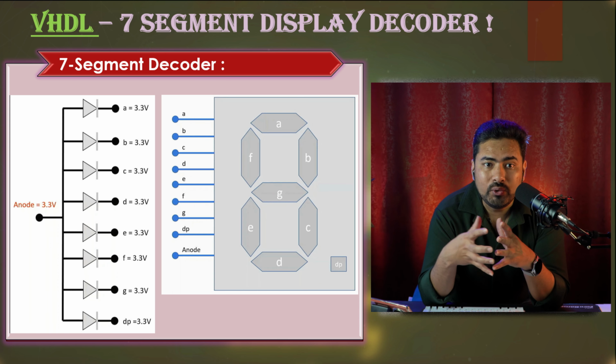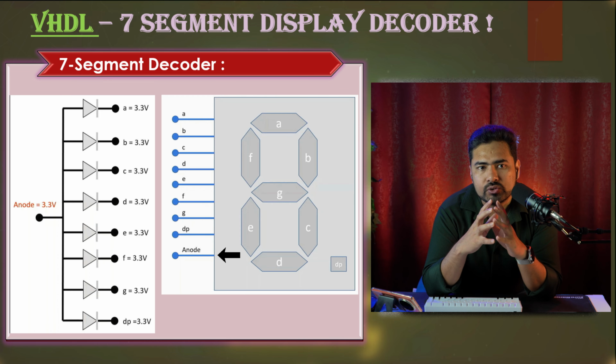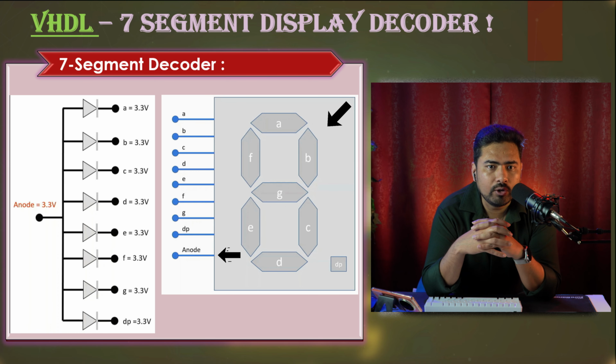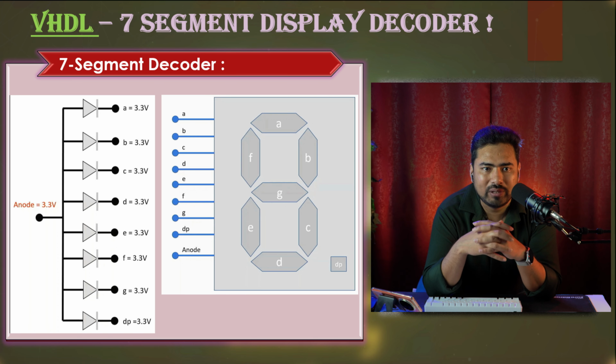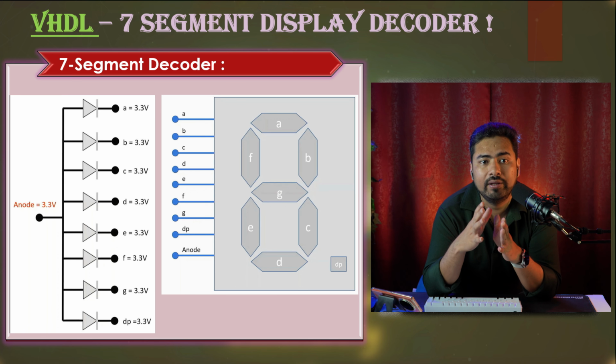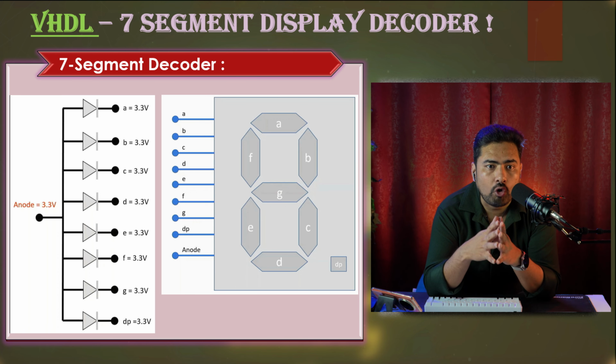So suppose you have a common anode type of display, which is generally used. We will design our 7 segment decoder for this common anode type of display. Although the concept is the same for common cathode type of display as well. The only difference is that the pins are just inverted. So you can simply use a NOT gate to invert your decoder output so that you can switch between common anode or common cathode type of display.